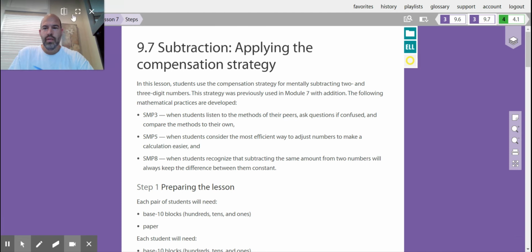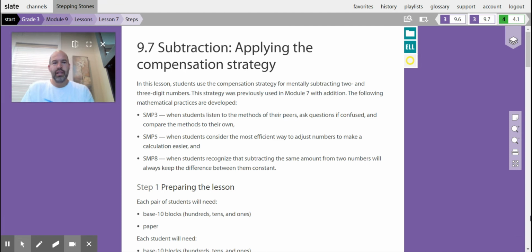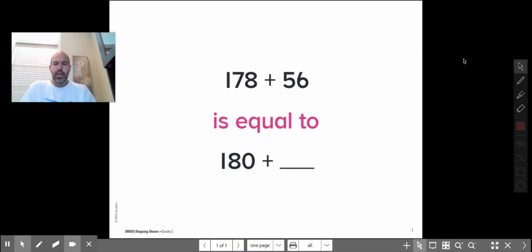Good morning, room 32. I'm going to go ahead and do our lesson today on module 9.7, subtraction, applying the compensation strategy. All right, we're going to go ahead and open our slides. So right here, we did the compensation strategy in addition before. So this strategy is not new to you as a class, but we're going to see how to use it when we use subtraction, okay?